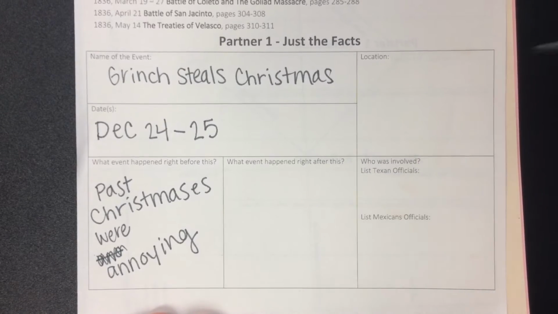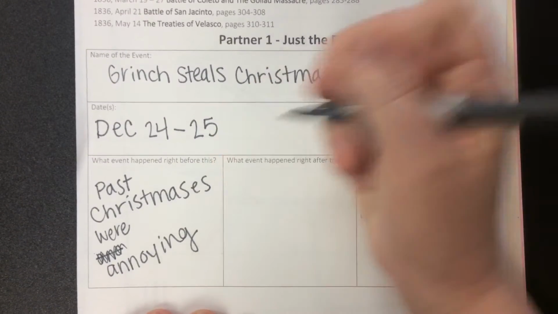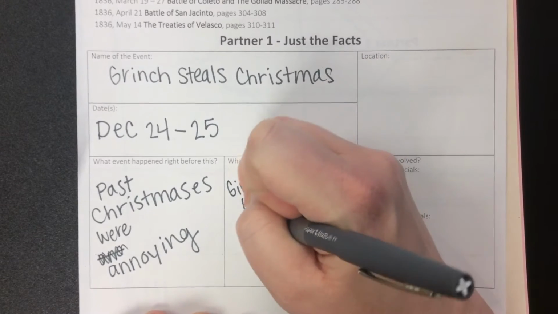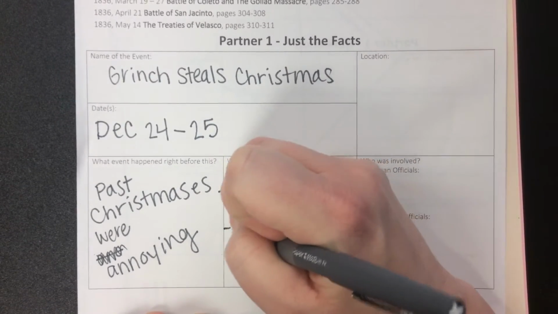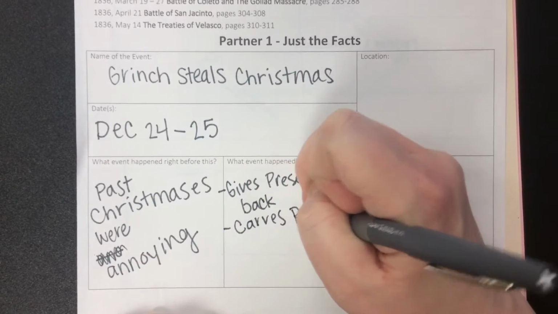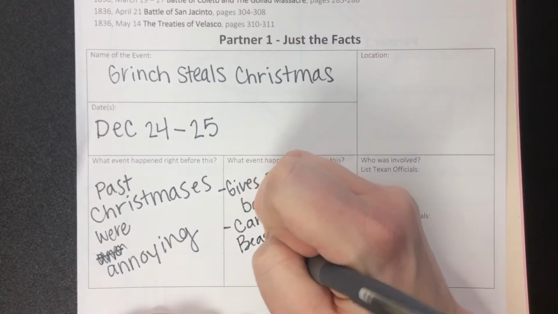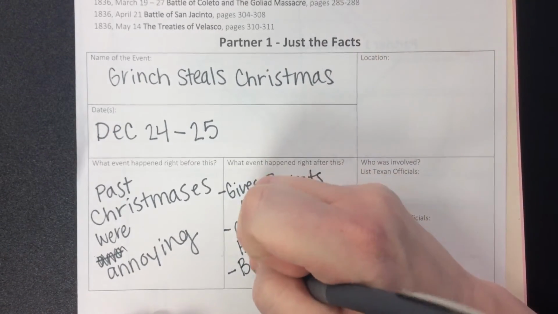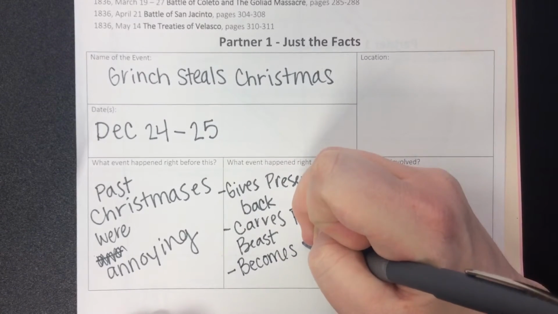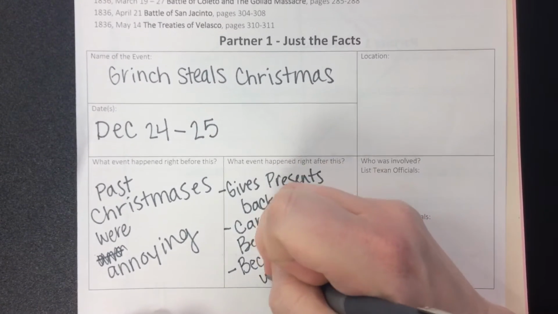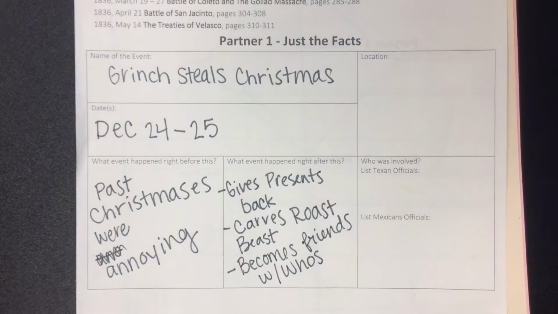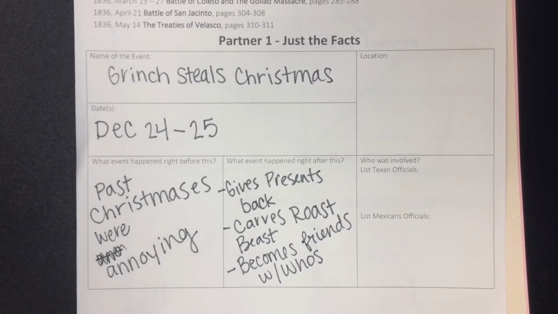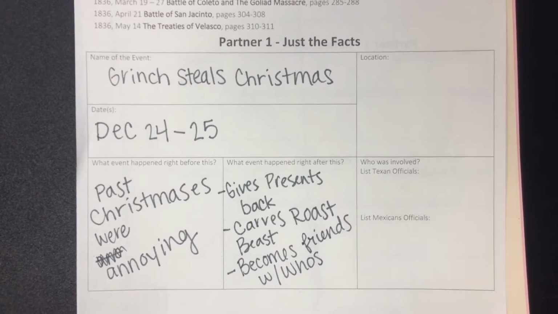What happened right after he stole Christmas? Well, after he steals Christmas, he gives presents back, and then he carves the roast beast. And I would assume that he becomes friends once he's included in the Who's. So he becomes friends. I'm assuming that he becomes friends with the Who's. He has dinner with them, so I don't know. Have you ever had dinner with someone that wasn't a friend? I don't know. Maybe you have. Maybe you shouldn't have. I don't know.